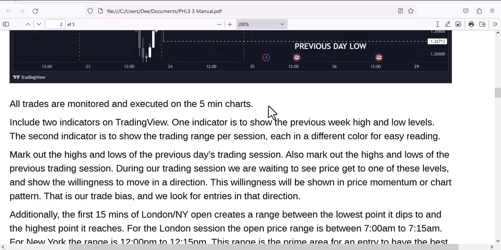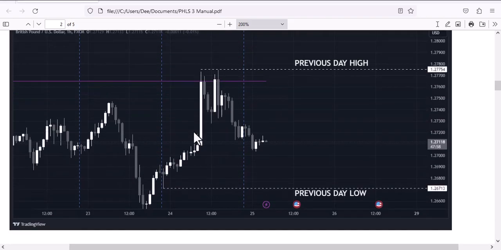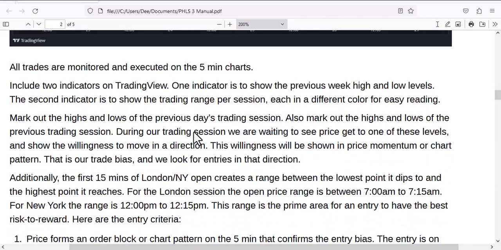So all trades are monitored and executed on the 5-minute chart. So we don't really bother ourselves with what's going on the 4-hour, on the hourly, on 30 minutes even. We are just looking at the 5-minute charts. The reason is we want to avoid bias.